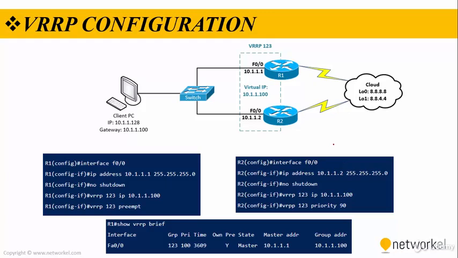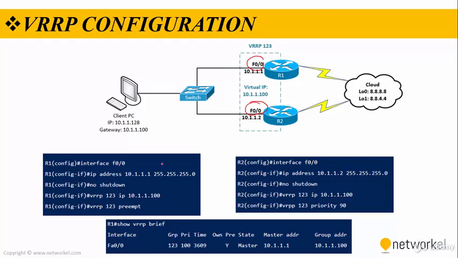Here's the configuration of VRRP. As you can remember from the HSRP config, it's almost the same thing. For example, we have just two routers in our topology here, and we have FastEthernet 0/0 interfaces. We need to configure VRRP between each device.